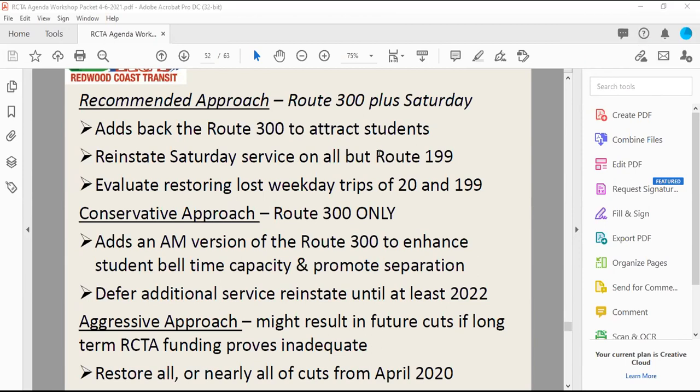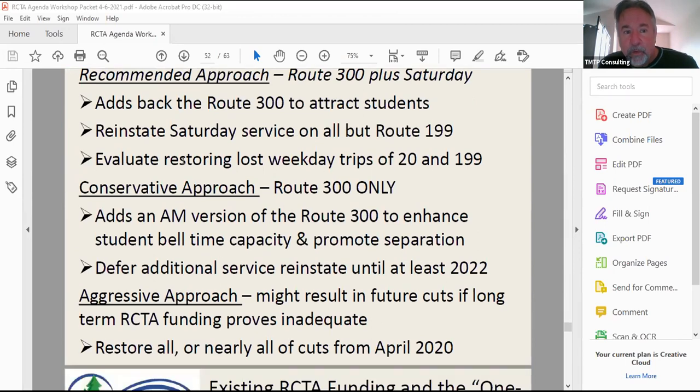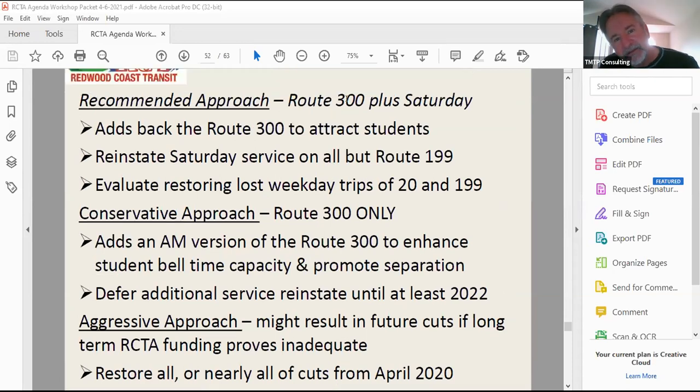I'm not really recommending the 199, which is our worst performing route. I don't know that we need to run that on Saturday. That was an experiment that's probably run its course. And then we're continuing to plan and chew on whether to bring back any of those weekday trips of the 20 and 199. So that would get us back like 3,000 to 4,000 hours, depending on what we do with the regional trips that we're talking about that were taken out last year this time.